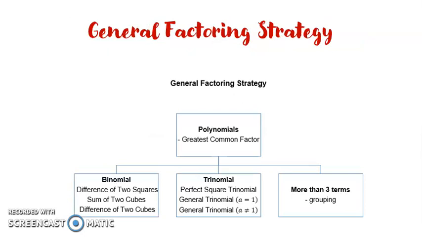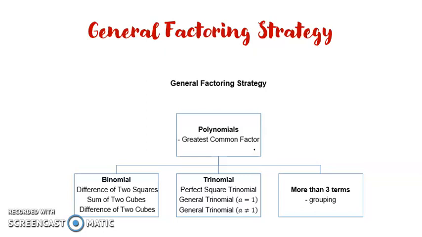So whenever you have a polynomial, in order for you to factor it completely, the first thing that you need to do is to always check for the greatest common factor, just like what we did in our previous video. So you need to factor out first the common monomial factor of the terms in a given polynomial. After you have done this, you will now identify whether your polynomial is a difference of two squares, sum of two cubes, difference of two cubes, perfect square trinomial, or general trinomial.